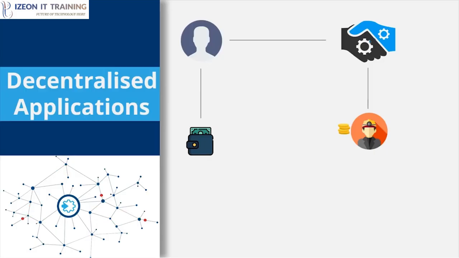Now, after all this invocation has been done, and all the state changes have been made and the miner validates the block, all this information is then sent to the network, and the network then updates your wallet with the new and updated funds that you have. So this is basically how a decentralized application works.